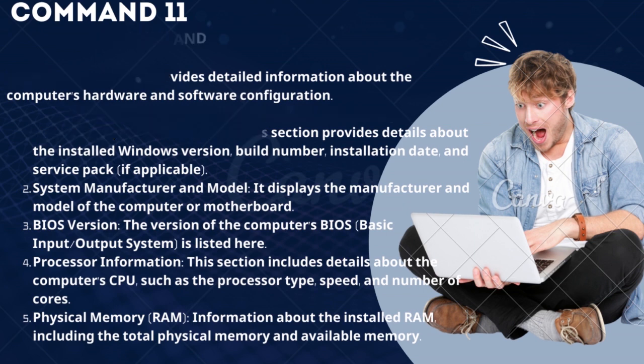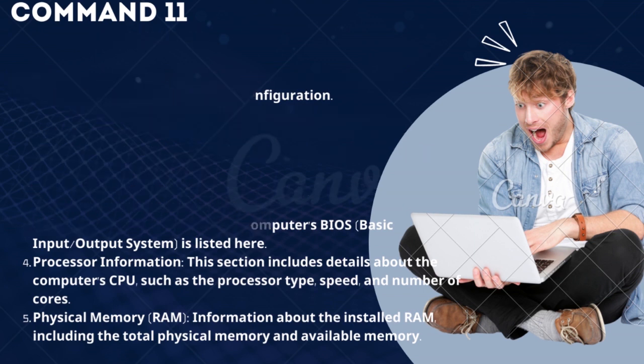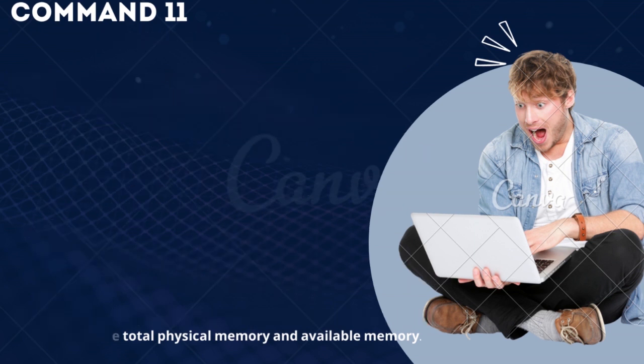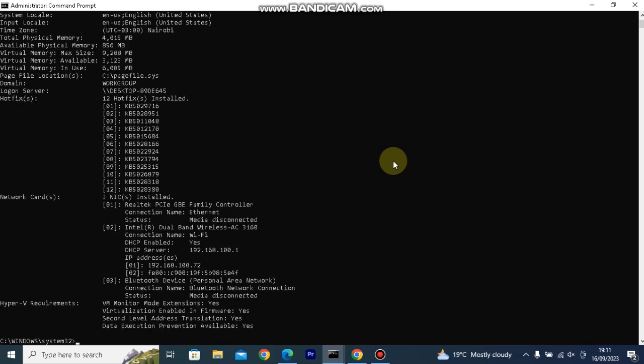Processor information. This section includes details about the computer's CPU, such as the processor type, speed, and number of cores. Physical memory, RAM: information about the installed RAM, including the total physical memory and available memory.